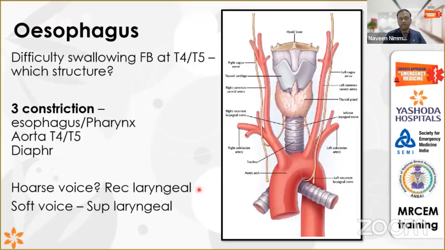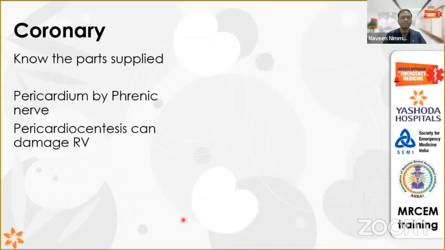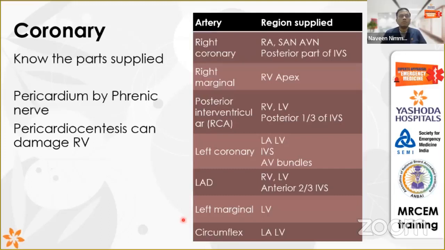Coronary innervation, sorry, blood supply. You need to know which part is supplied by which artery. Sometimes they will ask you about the SA node, AV node. That is the right coronary. And sometimes they will ask you about the posterior wall. For the posterior wall, again, you have to say that it's the right coronary. The posterior part of the IVS too, and the left coronary is going to supply the LA and LV. LAD is mostly taking care of the anterior aspect of the interventricular septum. So you need to know the artery and the region that is supplied by it.